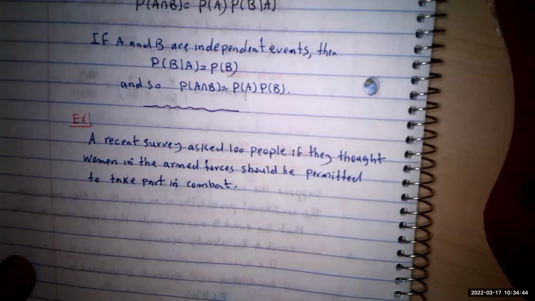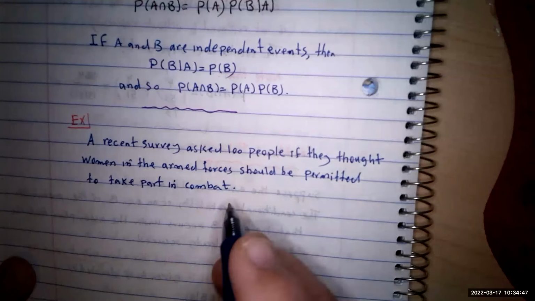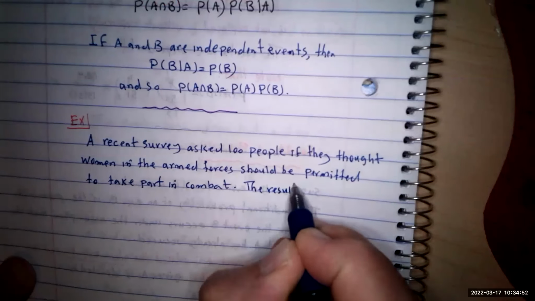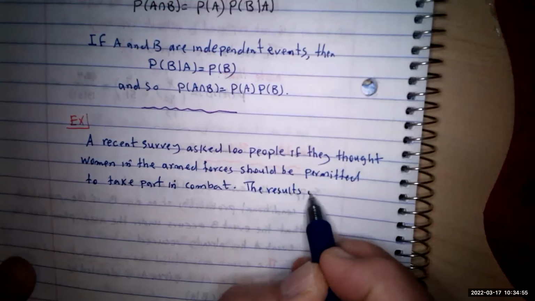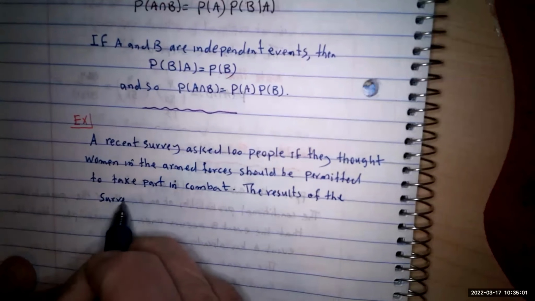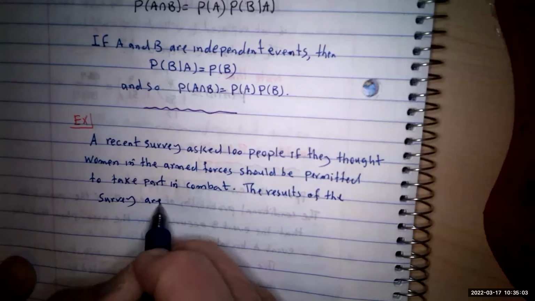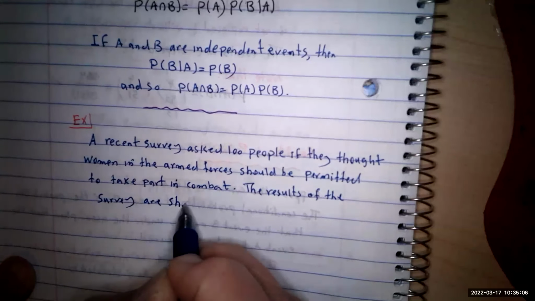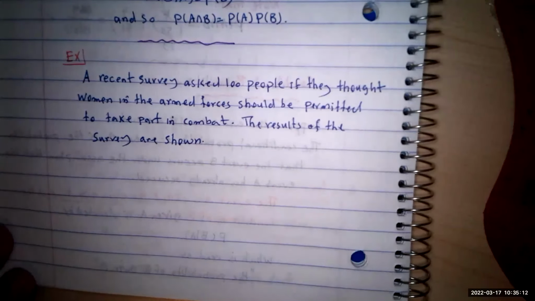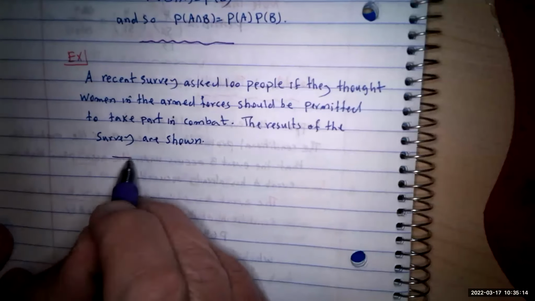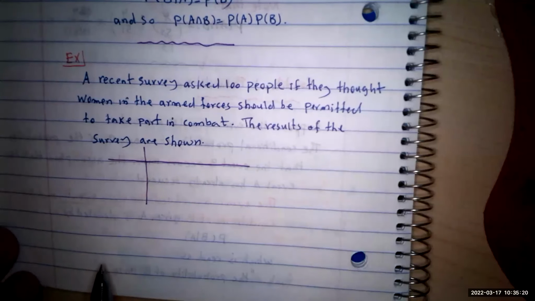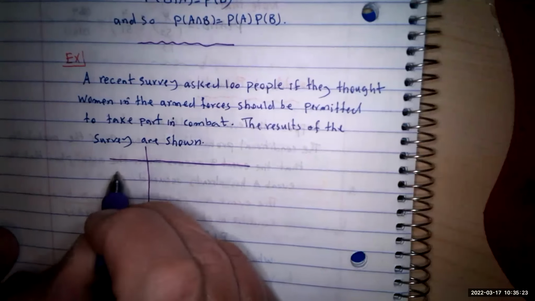So that is the question. Now the result is summarized here. We have the following result. The results of the survey are shown here, for example. So this is the table that we are going to have. We talked to 100 people, and we divided them into two groups. The genders were male and female.